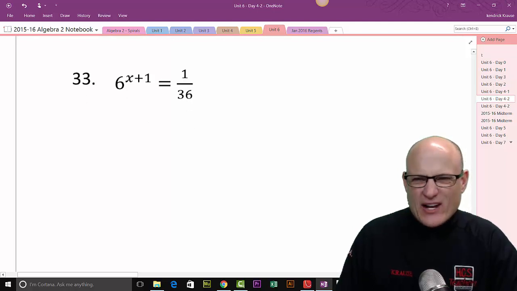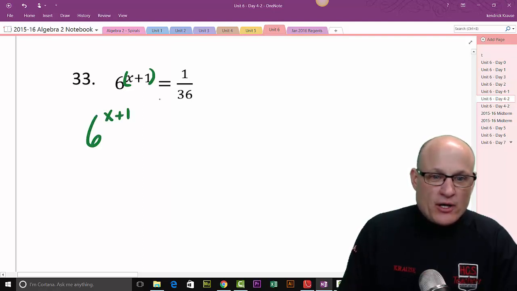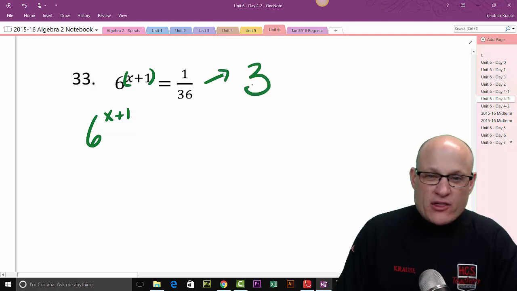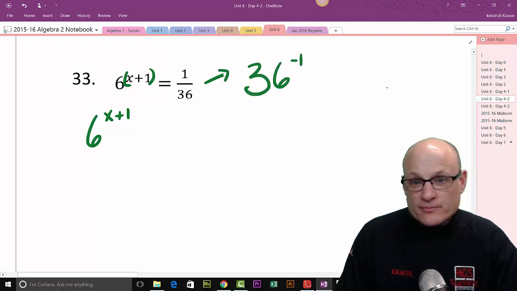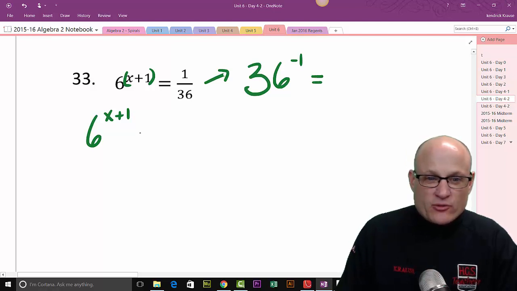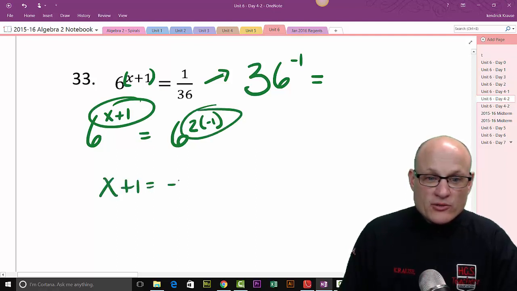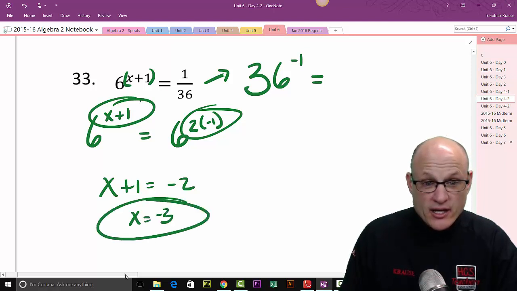Remember how I said 2, 3, or 5? I lied. Got a 6. Sorry. So this is really 6 to the x plus 1. Now this thing here is really 36 to the negative 1. But 36 can be written as 6 squared. So this is really equal to 6 squared times negative 1. So now that the bases are the same, x plus 1 equals negative 2. X is equal to negative 3. Ka-ching!